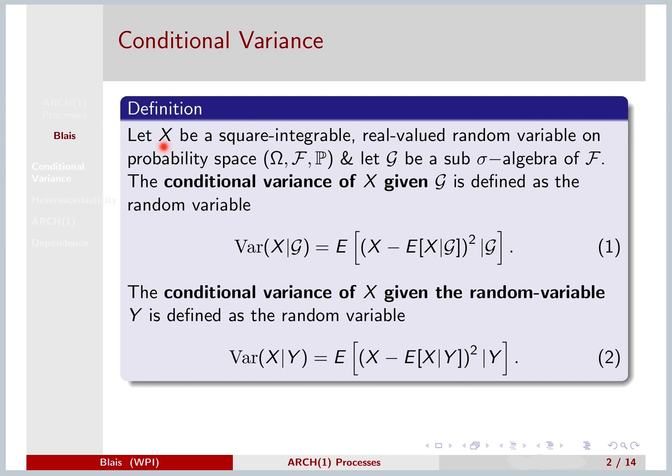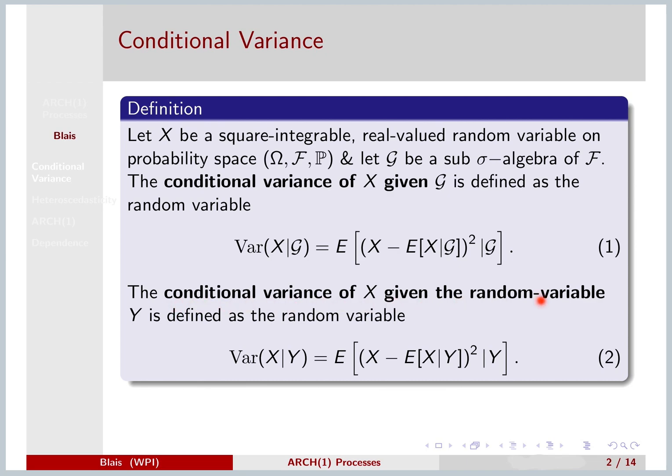If we have a square integrable random variable X, real valued on our probability space (Omega, F, P), and script G is a sub-sigma algebra of script F, the conditional variance of X given G is defined as the random variable depicted here in equation 1. Note that this conditional variance of X given G is nothing more than the definition of variance, or unconditional variance, with the addition that the expectations are conditional expectations, conditioning on the information in G.